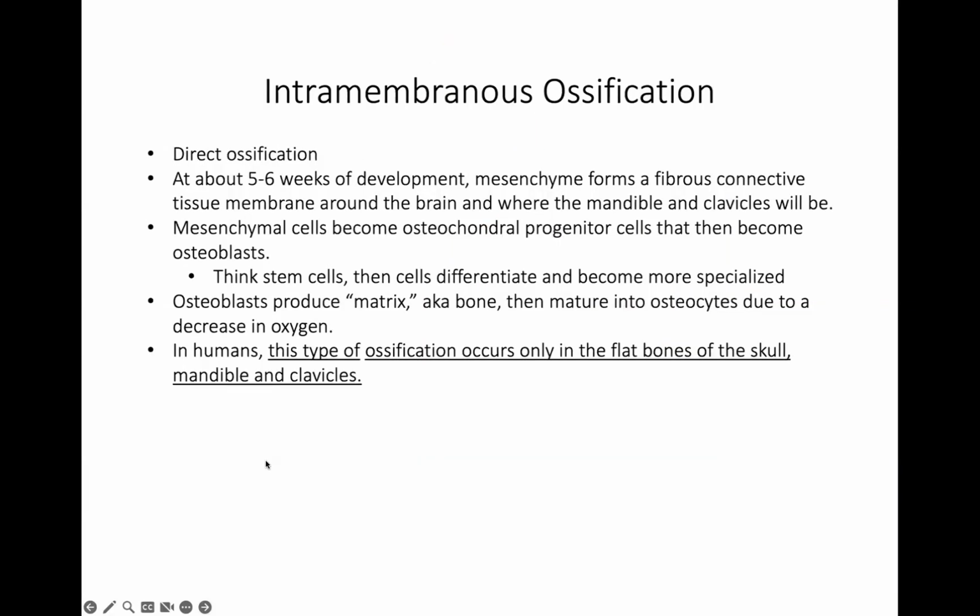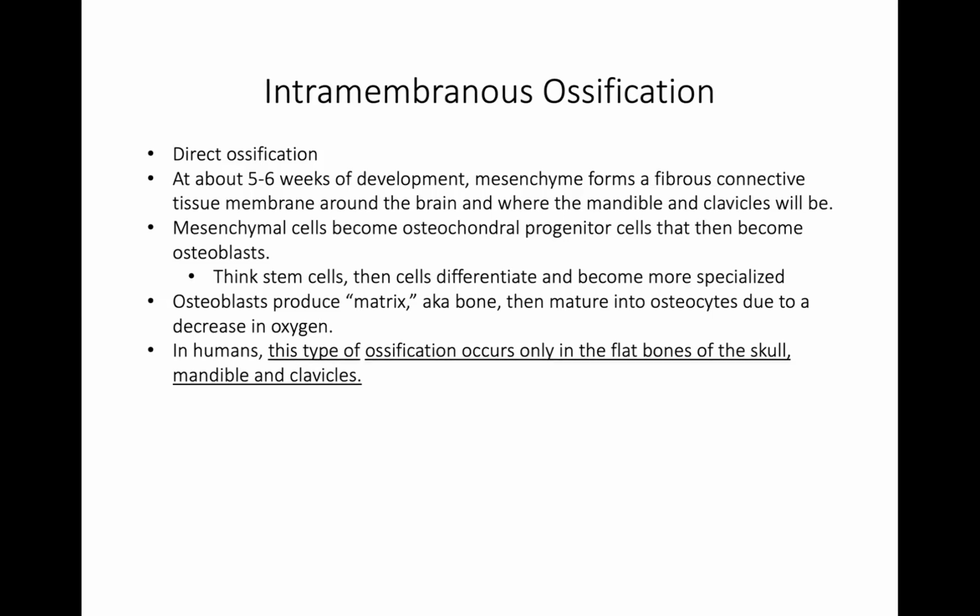Okay. So there are two types of bone formation. The first type is what we call a direct type, and it's the intramembranous ossification. So intra means within, so within a membrane. This happens only one time and one time only. That's at 5 to 6 weeks gestation. Gestation is a fancy word we use for pregnancy.